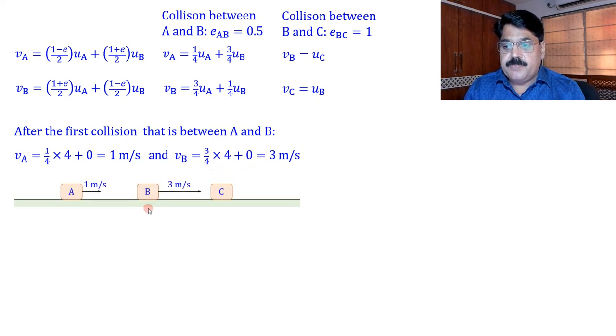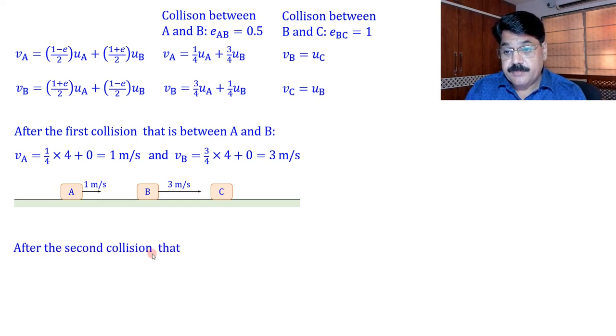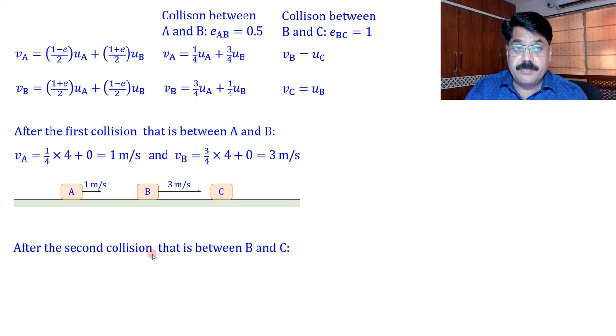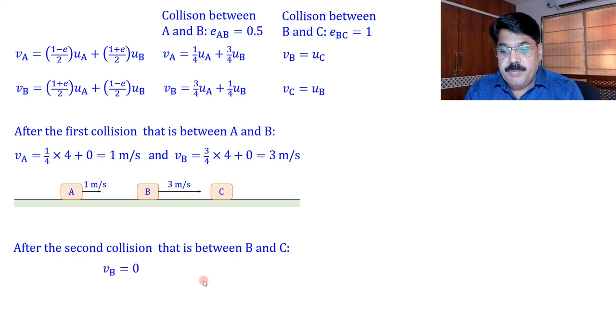Now we show these velocities. Block A will be moving with 1 meter per second, block B with 3 meter per second, and C is at rest. So from here it is visible that the second collision will take place between B and C. After the second collision, we can use the idea of exchange of velocity because it is a perfectly elastic collision between identical masses. So block B will be at rest because C was at rest, and block C will be moving with the initial velocity of B, that is 3 meter per second. So VB will be 0 and VC will be 3 meter per second.